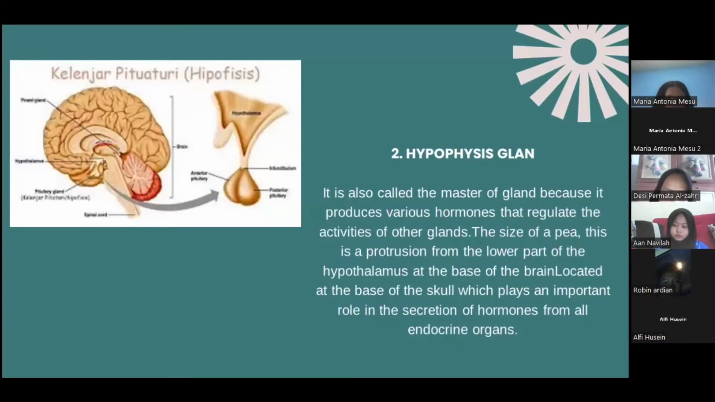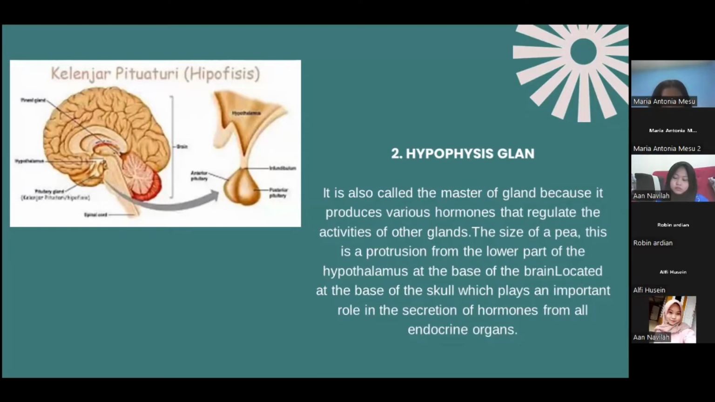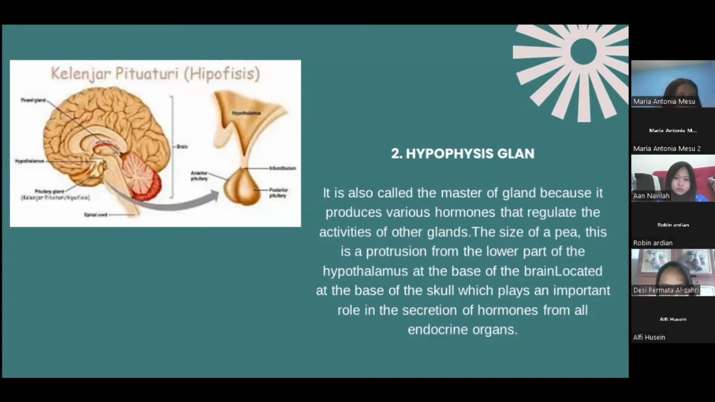Two, hypophyseal gland. It is also called the master gland because it produces various hormones that regulate the activities of other glands. The size of a pea, it is protected from the lower part of the hypothalamus at the base of the brain, located at the base of the skull, and plays an important role in the secretion of hormones from all endocrine organs.